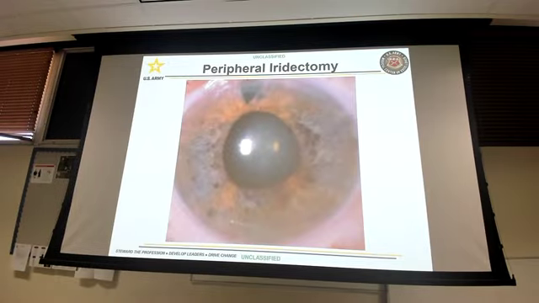Now, in severe cases, that little hole won't be enough to create a channel for outflow, and that's where they will do a peripheral iridectomy, where they remove a piece of that iris, and that is that triangular shape darkness that's up superiorly. So right there.